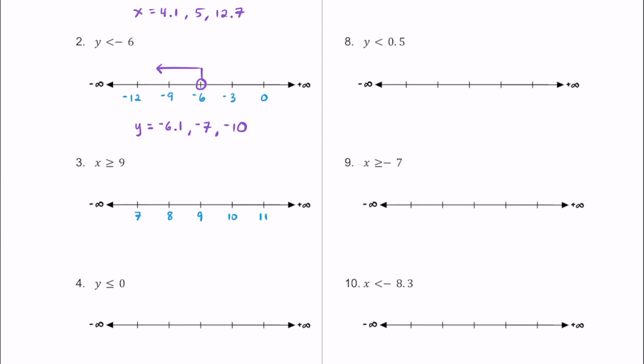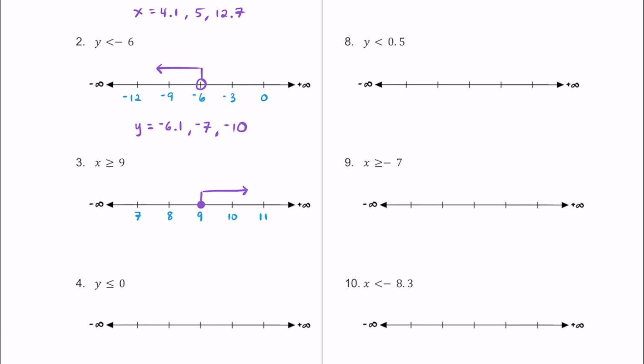That's fine. Now we have a greater than or equal to symbol here, so we're actually going to fill in the circle that we put on 9 since it's allowed to equal 9. And we're saying that x is greater than or equal to 9, so we have equal to 9 because we filled it in, and then numbers that are greater than 9 are to the right.